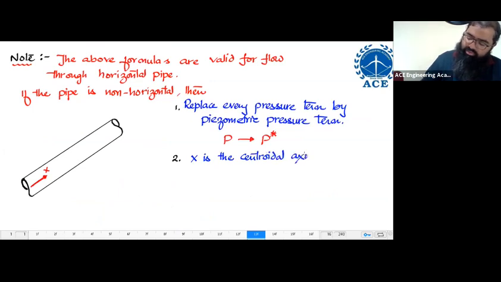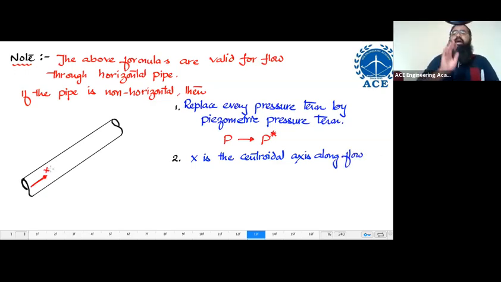Centroidal axis along flow. Please understand this thing. X will be this axis, not the horizontal. X is not horizontal in this case for us. X is basically the axis along the flow. Basically, if you are having a vertical pipe, X is in the y-axis then. It might look very absurd, but X is in the y-axis in this particular case.